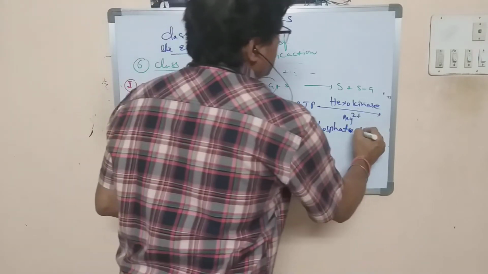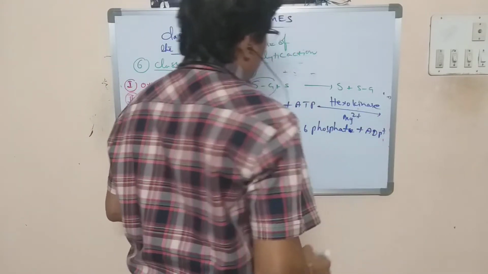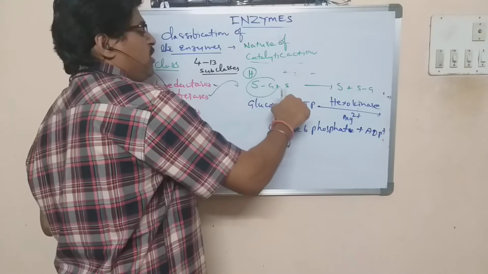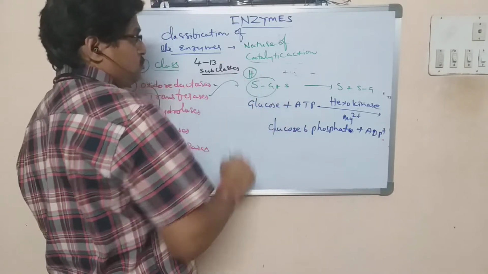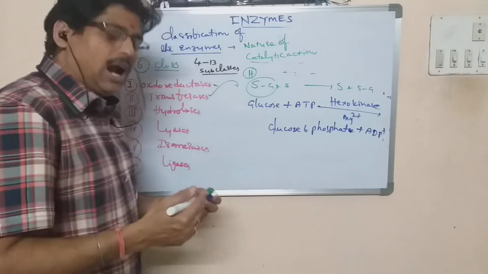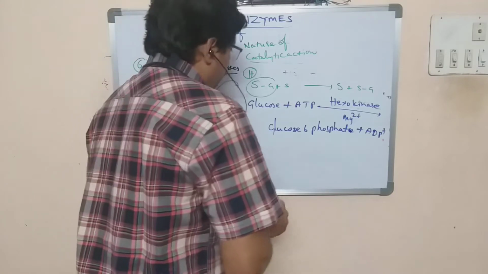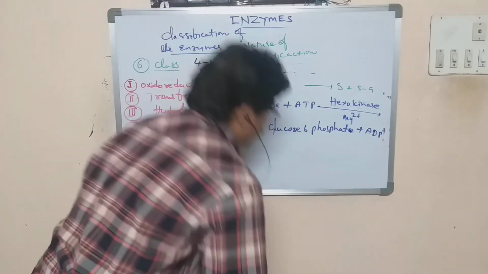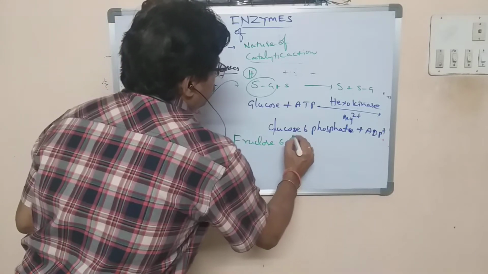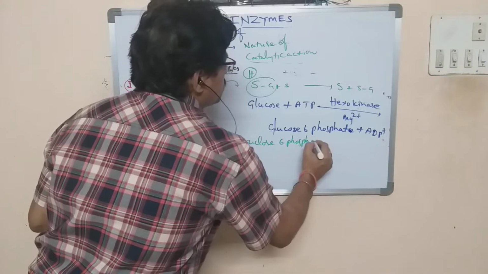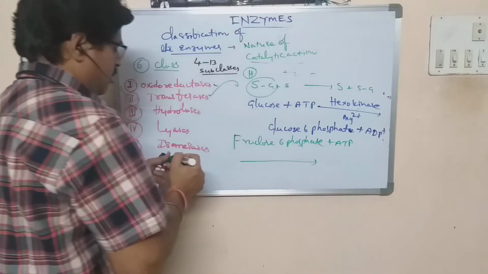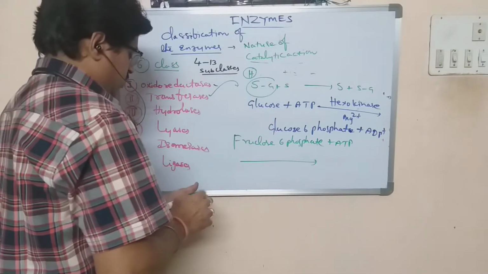Plus ADP. It means the 6th carbon of the glucose molecule is phosphorylated as ATP transfers the phosphate group to another substrate. There are many more examples. For example, take fructose 6-phosphate, which is also phosphorylated by ATP in the presence of the enzyme phosphofructokinase. What is that enzyme?